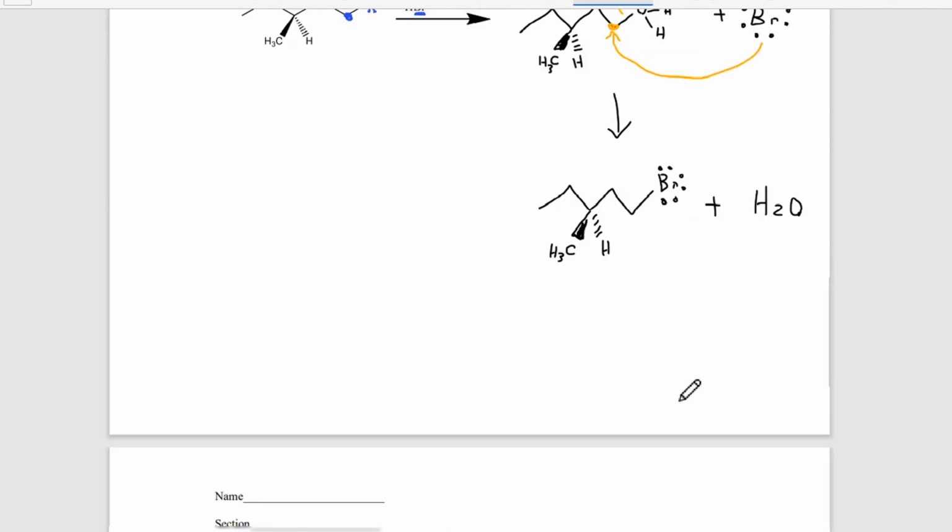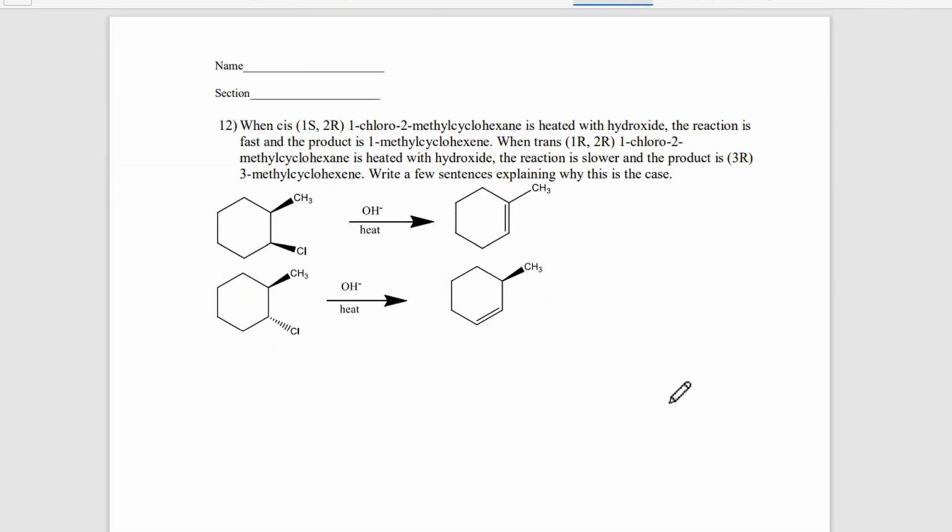Yeah. Okay, cool. Now it looks like we only have one more problem left. It says when cis 1S 2R 1-chloro 2-methyl cyclohexane is heated with hydroxide, the reaction is fast and the product is 1-methyl cyclohexane. When trans 1R 2R 1-chloro 2-methyl cyclohexane is heated with hydroxide, the reaction is slower and the product is 3R 3-methyl cyclohexane. Write a few sentences explaining why this is the case.